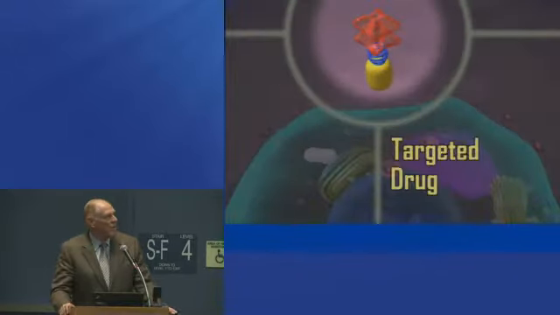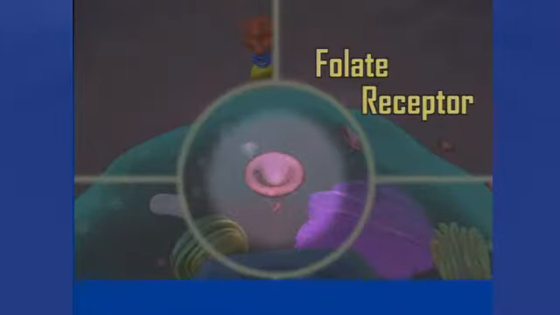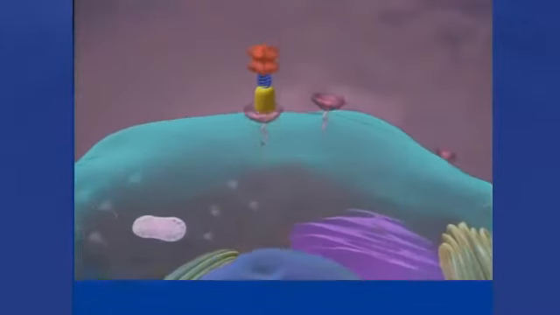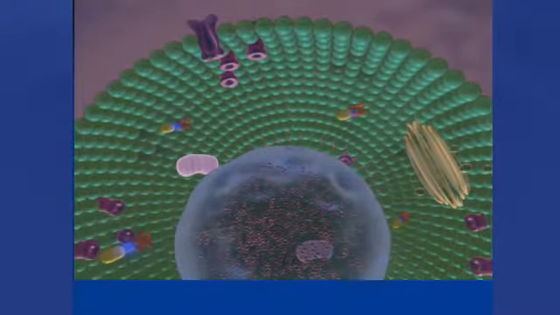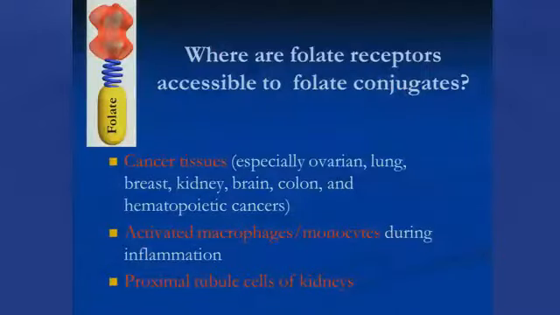This is a cartoon of the process. The vitamin is actually yellow in color. Folic acid is yellow. It binds to a GPI-anchored protein, glycosyl phosphatidylinositol-anchored protein on the cell surface and enters via endocytosis. The imaging agent or drug is then released inside the cell.